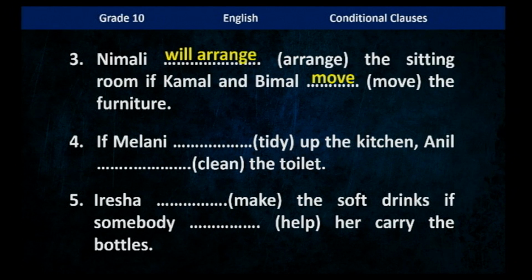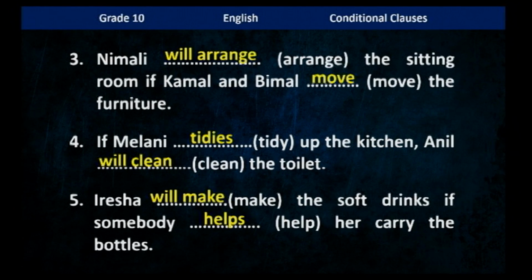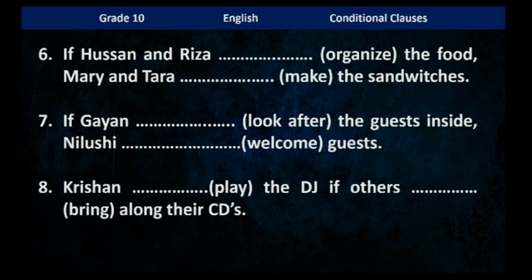Next one. If Melanie tidies up the kitchen, Anil will clean the toilet. Now it is the other way around, the main clause at the beginning. Iresha will make the soft drinks if somebody helps her carry the bottles. The next one, if Hassan and Riza organize the food, Mary and Tara will make the sandwiches.